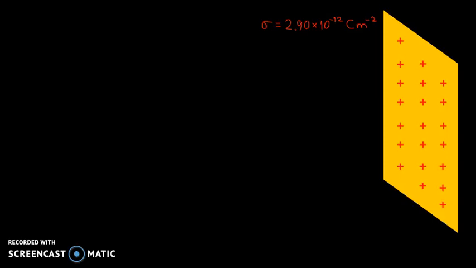In this problem, we have a uniformly charged large insulating sheet. The surface charge density sigma is given and it's positive. An electron is released from rest at a certain distance d1 from the insulating sheet. Now, what happens to the electron?